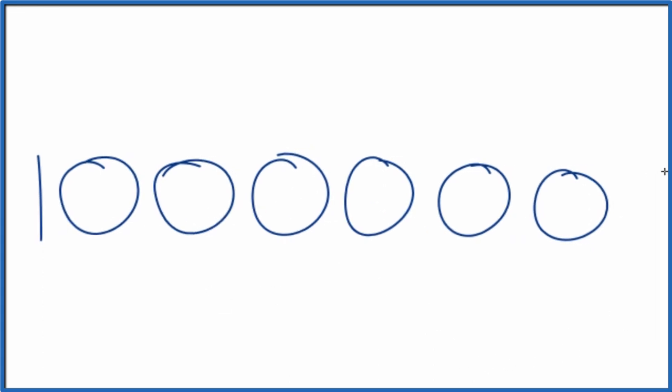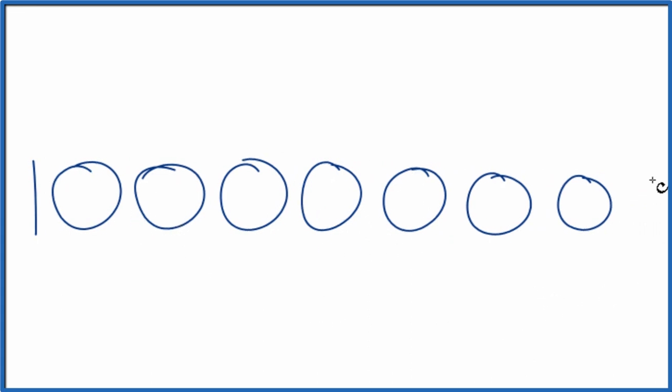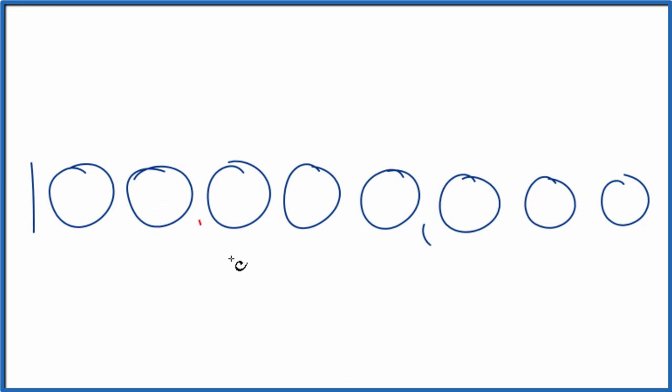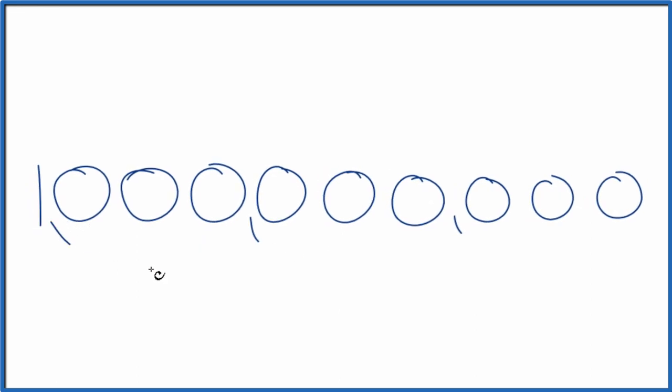If we added another zero, we'd have 10 million. One more, 100 million. And finally, if we add one more, we have 1 billion.